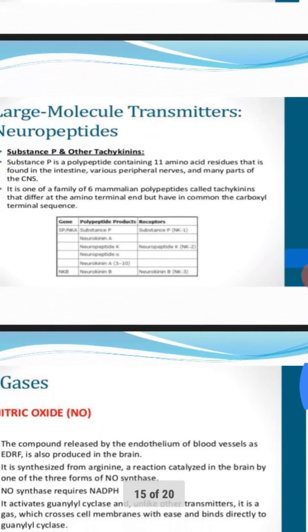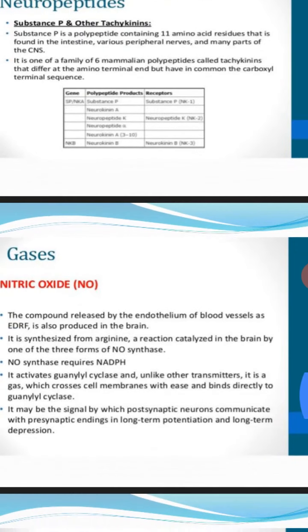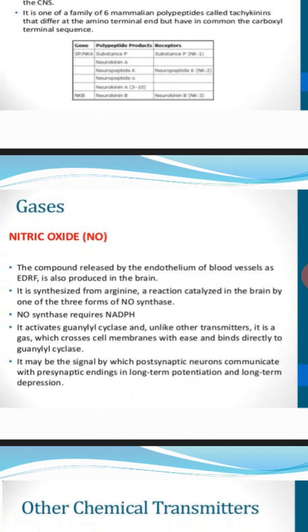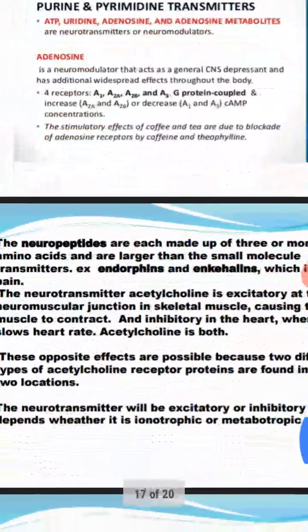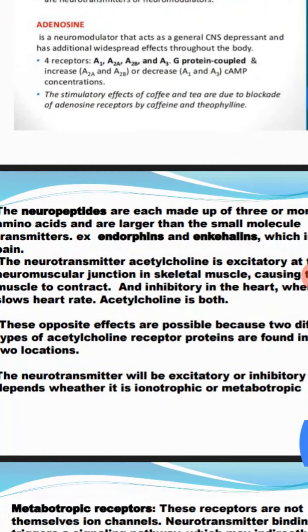Then there are some other chemical transmitters, the purines and the pyrimidines: ATP, uridine, adenosine and adenosine metabolites. All three, as I have told you, like ADP and AMP, are energy currency as well as neurotransmitters. Now coming to the neuropeptides. Neuropeptides are made up of 3 or more amino acids.